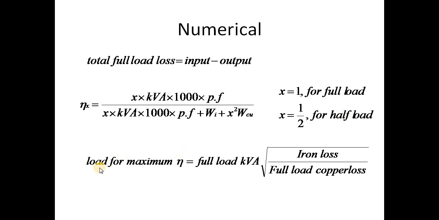In order to calculate the load for which we have the maximum efficiency, we use full load KVA into square root of iron loss by full load copper loss. These were the important formulas we use in solving the numericals. In the next video lecture, we will be looking at solving the numericals based on the EMF equation and efficiency equation. Thank you.